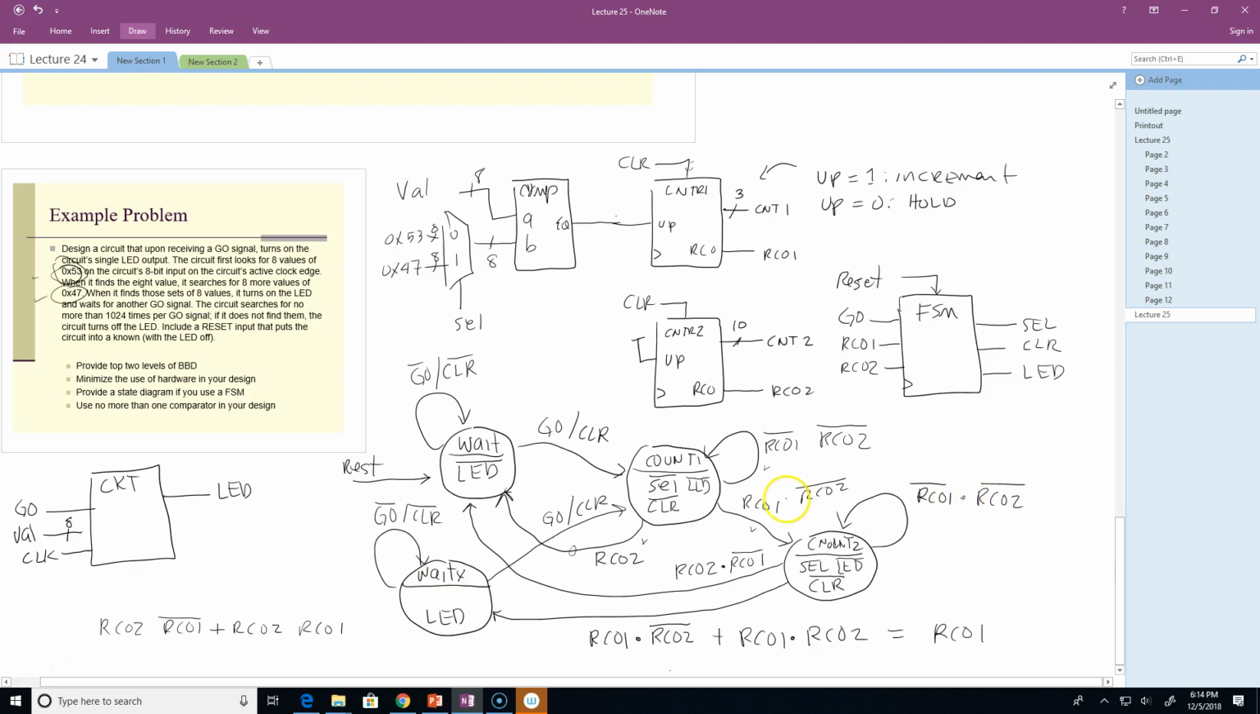I'm trying to think of what else I need to do in this problem. What else is cool about this problem? I did put a note on this counter here. I can't think of anything else. I'm going to call it done.